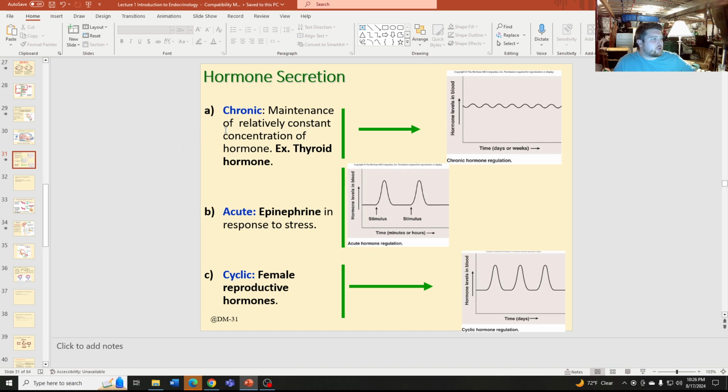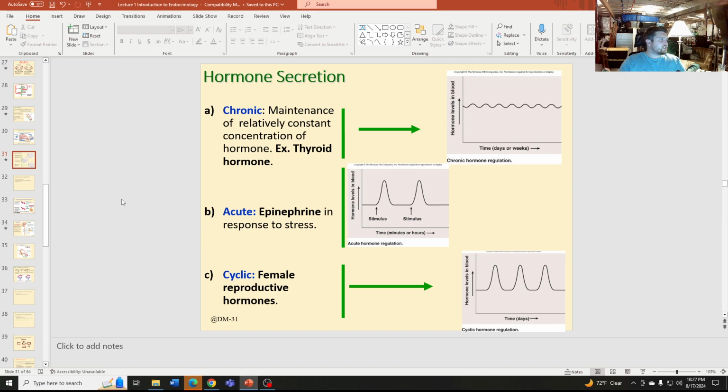For hormone secretions, you have chronic, acute, or cyclic. Chronic means a maintenance of relatively constant concentration of the hormone. Thyroid hormone is a good example, where you constantly have to have the thyroid hormone to maintain consistently. Epinephrine is a response to stress. Cyclic is the female reproductive hormones, which we'll cover later on in the class. It's not for a while that we talk about those.